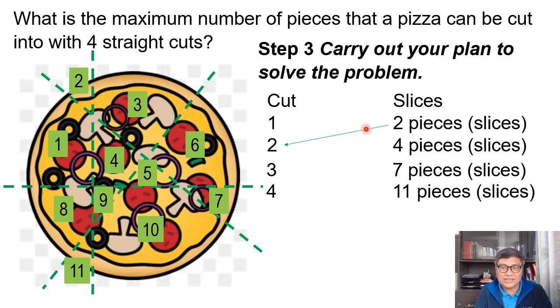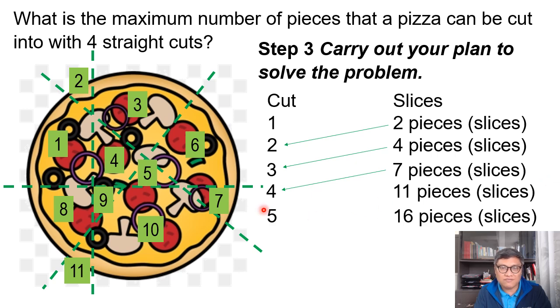So you can see also a pattern here. How did we get 4 pieces here? 2 pieces plus 2 equals 4. Then 4 plus 3 is 7. So you can use this pattern. 7 plus 4 is 11. So if there will be a fifth cut, then that will be, of course, 11 plus 5 is 16, and so forth and so on. So here we already have our answer as 11, and that could be our maximum number of pizza slices.